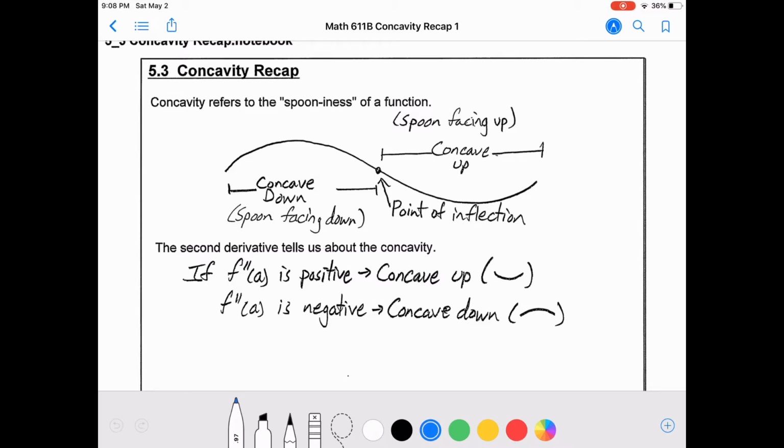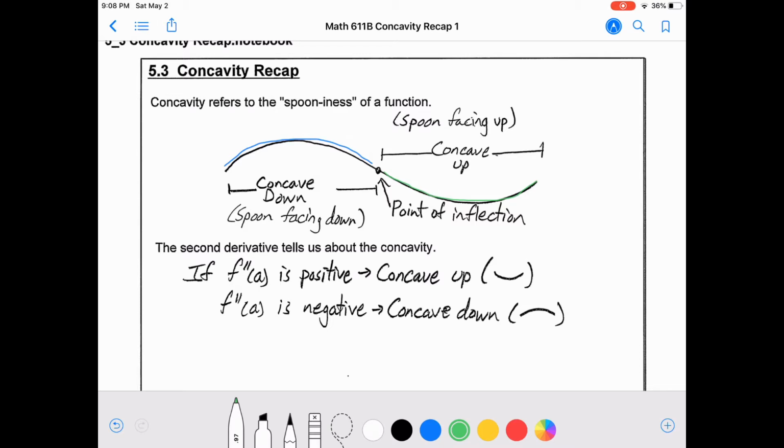Concavity refers to sort of the spooniness of a function, so which direction the spoon would be facing. If something is concave down, like it is over this interval, then it's a spoon that would not hold soup, or concave down. If, on the other hand, it's a spoon that's facing upwards that would hold soup, then it's concave up. Now it's the second derivative that tells us about concavity.